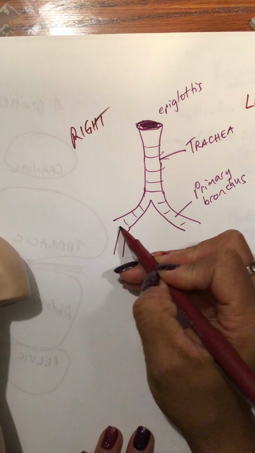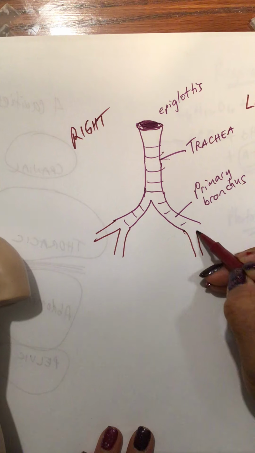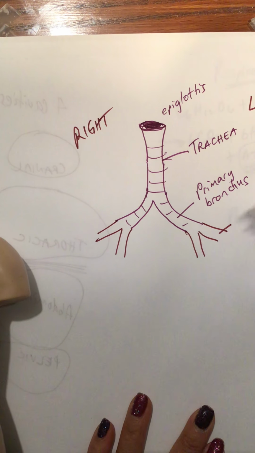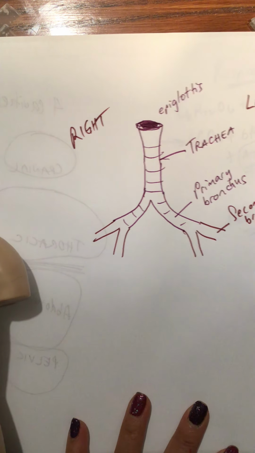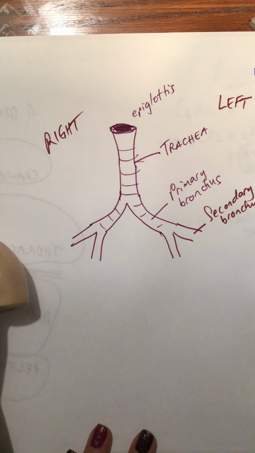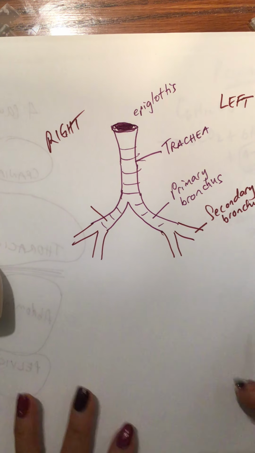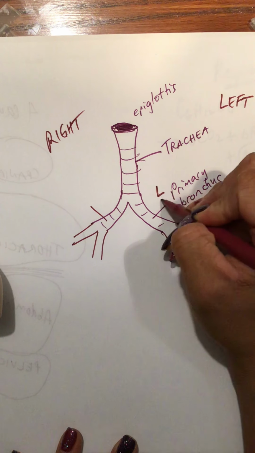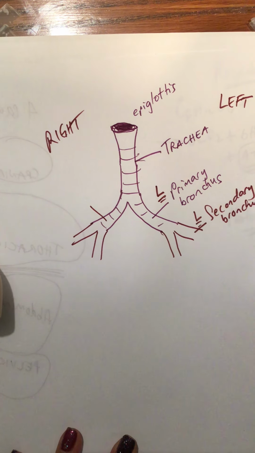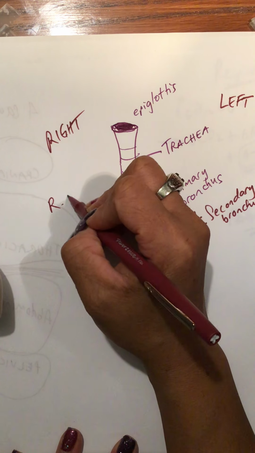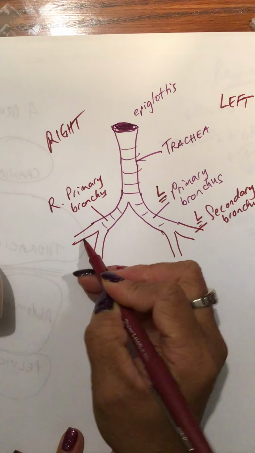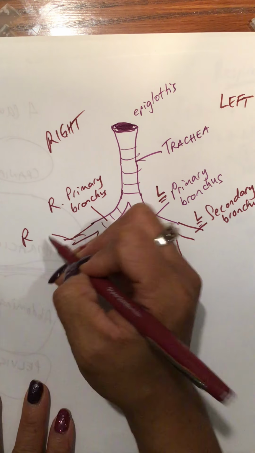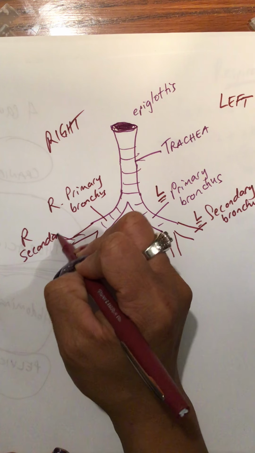Now this is going to split up into secondary bronchus. Again, this would be the left secondary bronchus. I'm going to label this left primary, left secondary bronchus. This is the right primary bronchus. This is the right secondary bronchus.